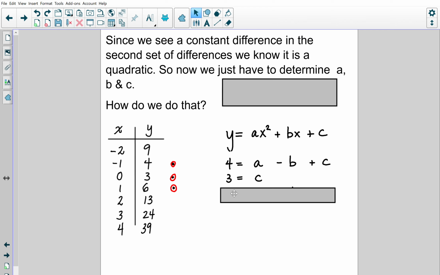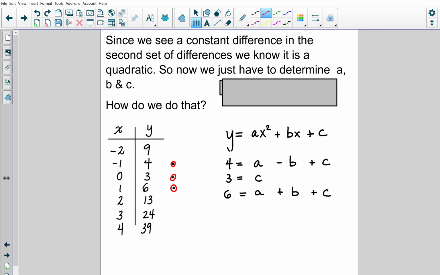And then I put in 6 for y and 1 for x. So that gives me 6 equals 1a plus 1b plus c. So now I just have to figure out what a and b are. I'm going to take that first equation and put in the c value of 3: a minus b plus 3. If I subtract 3 from both sides, 1 equals a minus b.